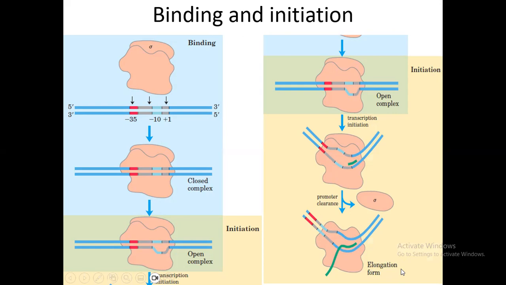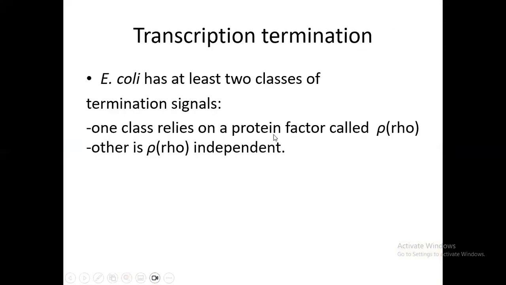So elongation in case of prokaryotic transcription is nothing but further polymerization and addition of bases till they reach specific sequences where the transcription process is to be terminated. In case of prokaryotes, two different types of transcription termination signals are recognized. One class relies on a protein factor which is known as Rho, and the other class is Rho independent.